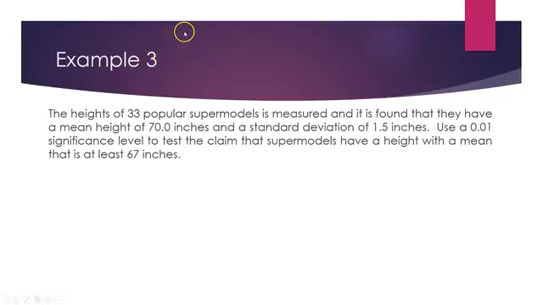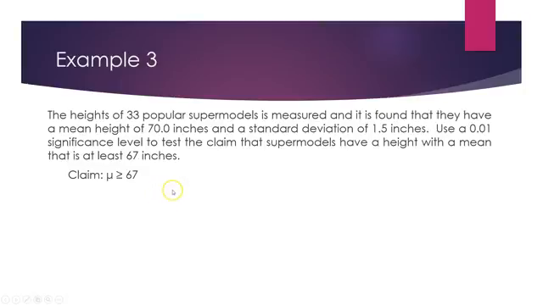So example 3 gives us the one really weird scenario that we will run into, but luckily we boil it down to a specific situation. The heights of 33 popular supermodels are measured, and it's found that they have a mean height of 70 inches and a standard deviation of 1.5 inches. Use a 0.01 significance level to test the claim that supermodels have a height with a mean that is at least 67 inches. So at least is that language again where we have a greater than or equal to. So our claim is that the mean is greater than or equal to 67.